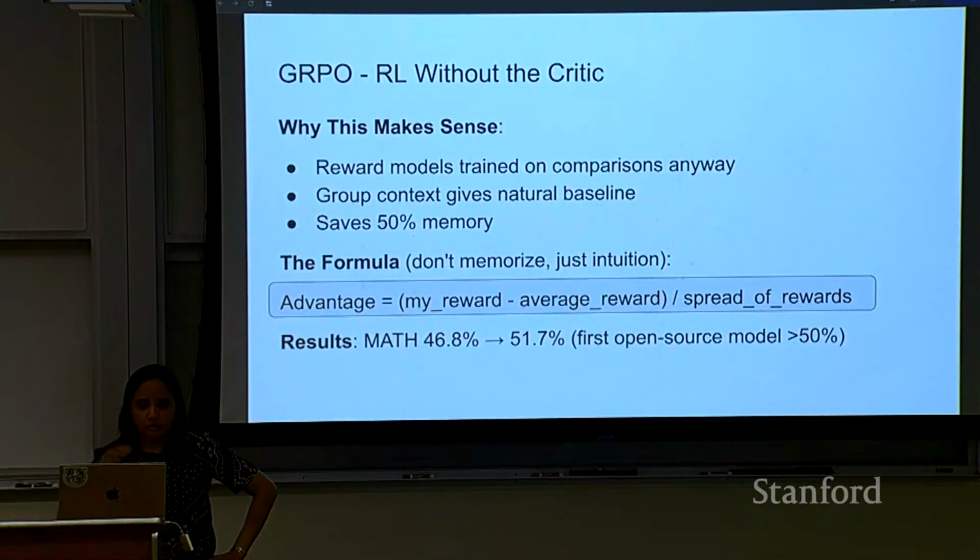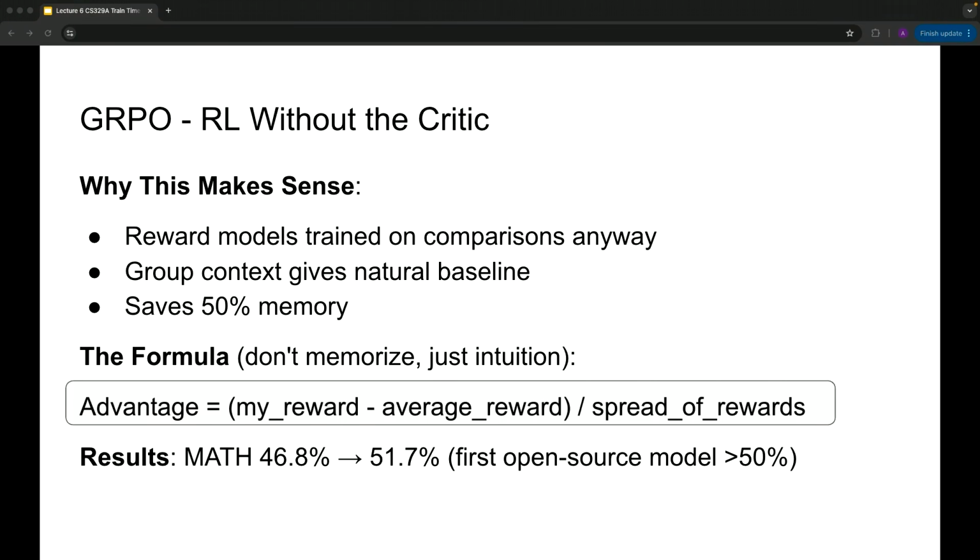And so the reason this made sense was because reward models are going to essentially be trained on comparisons anyway. So by providing the group context, you can save memory, and now you can start scaling up RL. And your advantage function in this particular case is essentially, I didn't add the full formula because I just wanted you guys to have intuition. You could just take the reward, subtract the average reward, and then divide that by the spread of rewards, and you can get an estimate of the advantage.